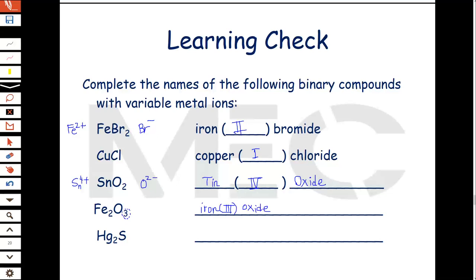This is mercury sulfide. Sulfur is in the 16th group of the periodic table. Just like oxygen, it forms a -2 ion. So here mercury must be a +1 ion to form this compound. So we call it mercury 1 sulfide. Okay.